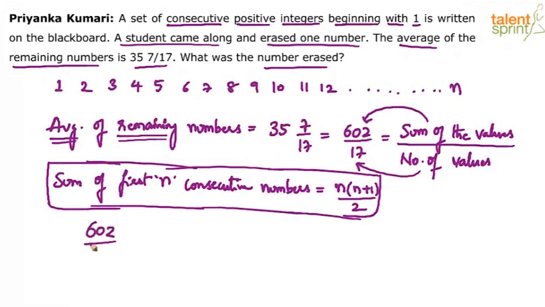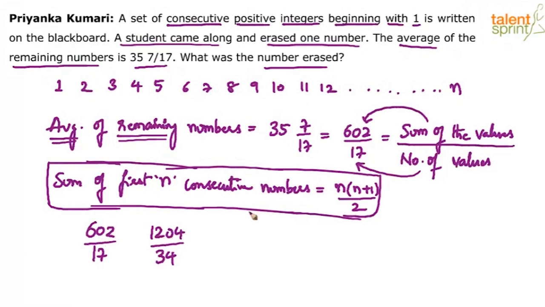Now there are various possibilities. It can be taken as 602 by 17. This 602 by 17 can also be taken by multiplying both numerator and denominator by 2. So 602 becomes 1204, and denominator 17 becomes 34. Even that will give you 357 by 17. 602 by 17 is 357 by 17, and 1204 by 34 is also the same 357 by 17.